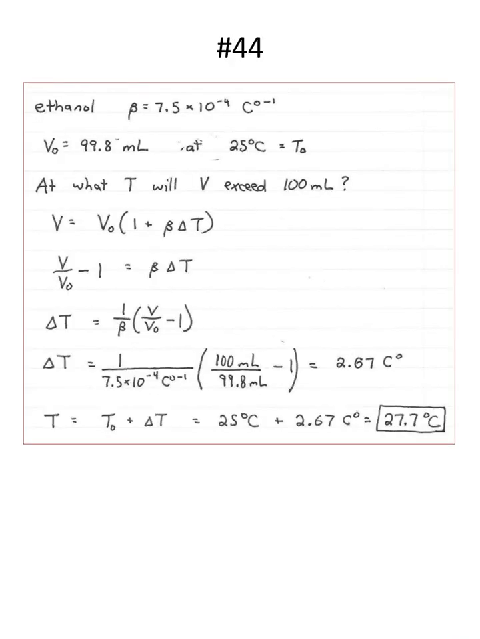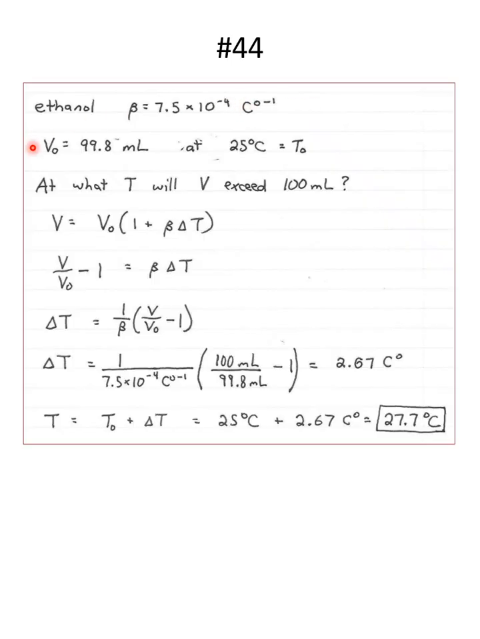Number 44. A beaker with a capacity of exactly 100 milliliters contains 99.8 milliliters of ethanol at 25 degrees Celsius. If its temperature rises, at what temperature will it overflow? Ignore expansion of the beaker itself. So we're just going to take into account the ethanol expanding to beyond 100 milliliters. We need the volume expansion coefficient for ethanol. We look it up in the book, 7.5 times 10 to the negative 4.